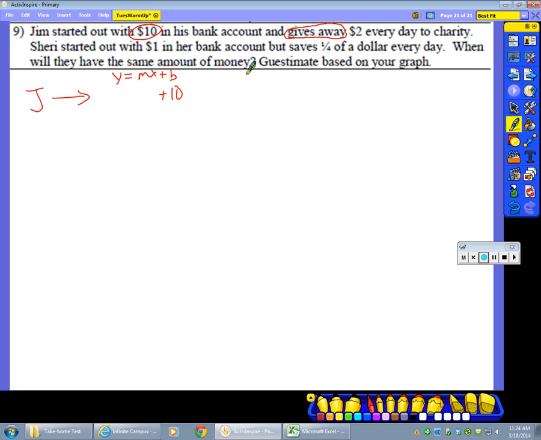And he gives away, okay? So that means he's going to have a negative slope because he is giving away money. His money is decreasing. And the amount it's decreasing is $2 every day. So I'm going to subtract $2 times however many days there are. So the equation for Jim is y equals negative 2x plus 10.